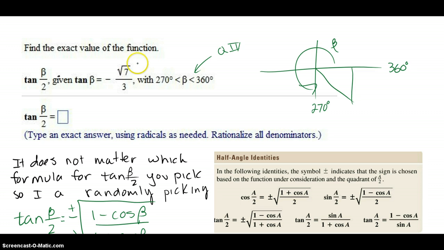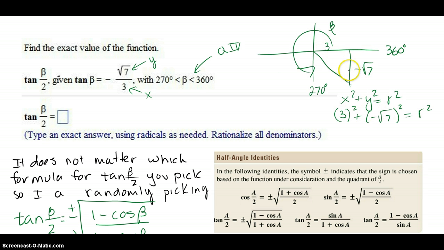Okay, so we know tangent is opposite over adjacent, or y over x. So we know the y is equal to negative square root of 7, and the x is equal to 3. Now, using the Pythagorean theorem, we can find r. Plugging in for the x and the y, we get 9 plus 7 equals r squared, or that's 16. So we know that r is equal to 4.